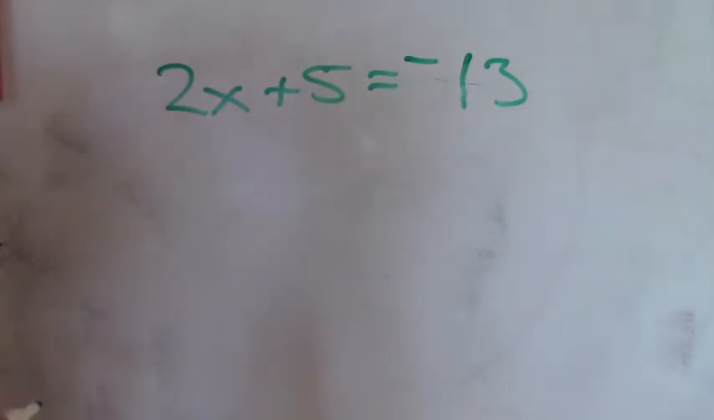Alright, can you do it? Yeah. 2x plus 5 equals 13. That would be 4 plus 5, 4.